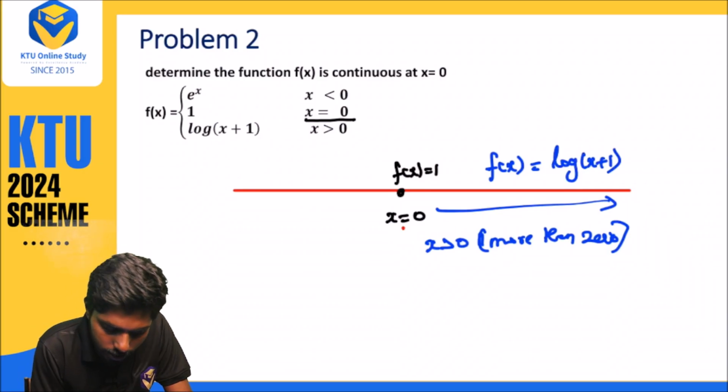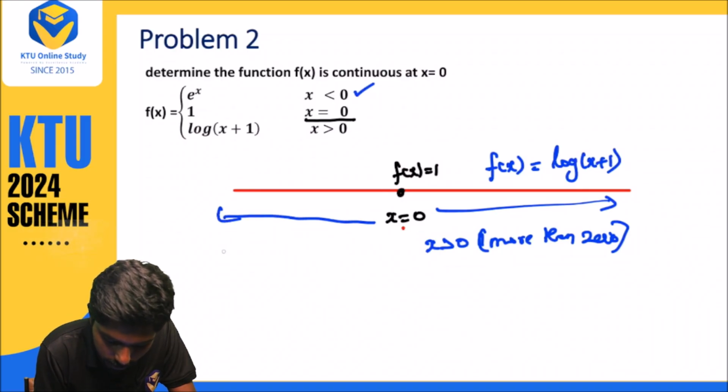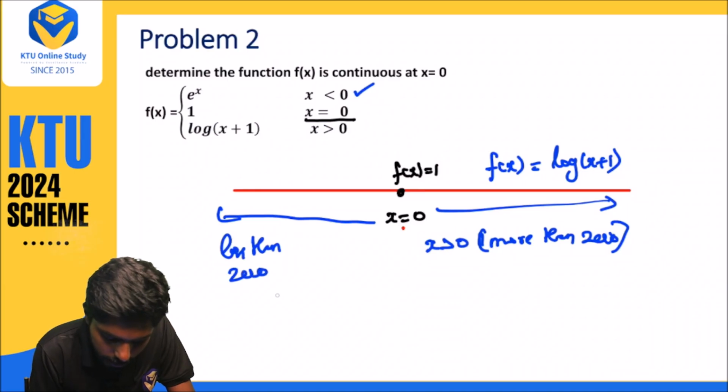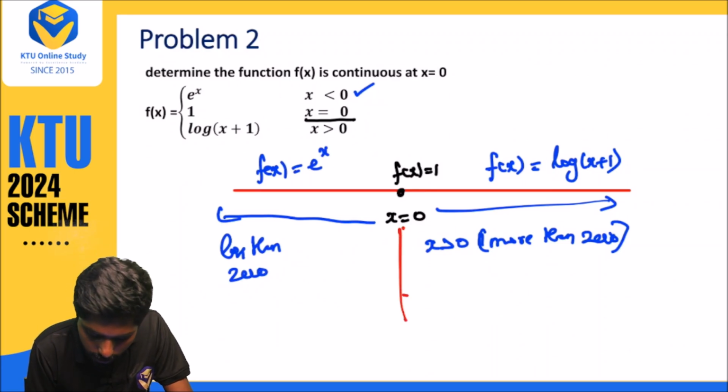Then less than 0 is in this direction. In this less than 0 region, what is the f of x? F of x is equal to e power of x. So from here you can even say that this is what side?